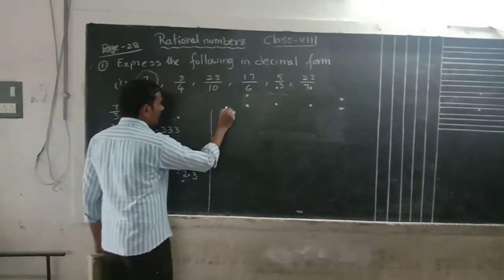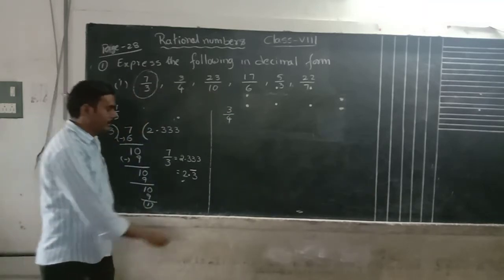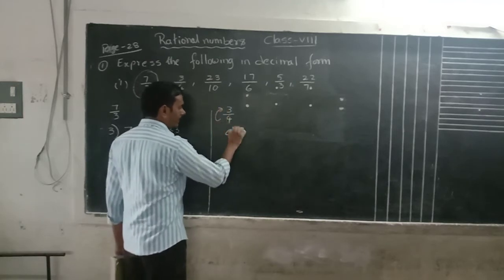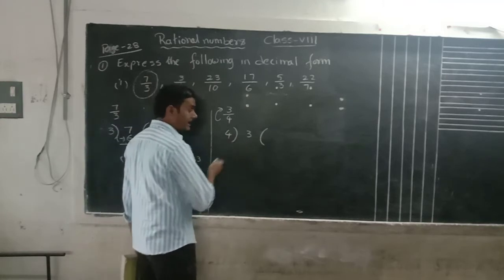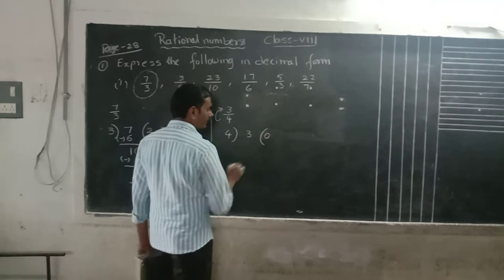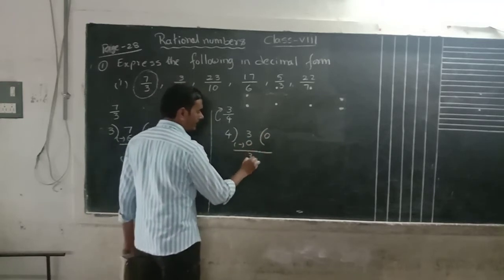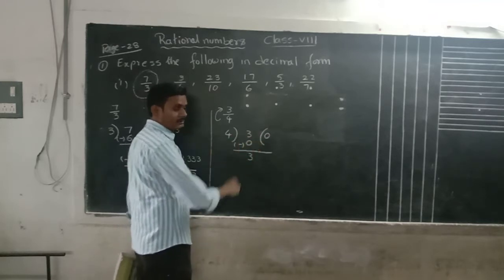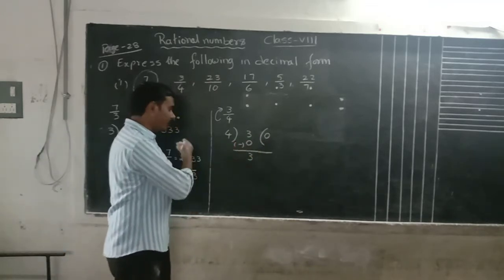Go for the next question. What is the next question? 3 by 4. What is the denominator? The denominator we write first: 4. After that, 3. Will 3 divide by 4? No. That means at the start we can write 0. Subtracting, we get 3 only. Again 3 will not divide by 4. At the start we write 0, so 30. Later we can't use it.